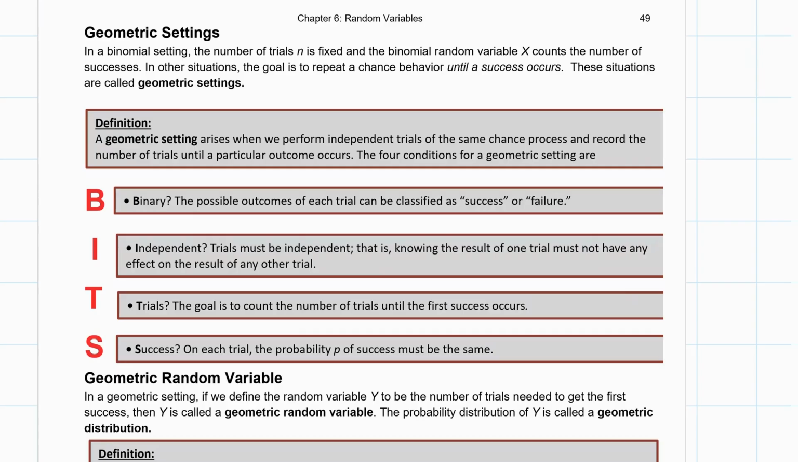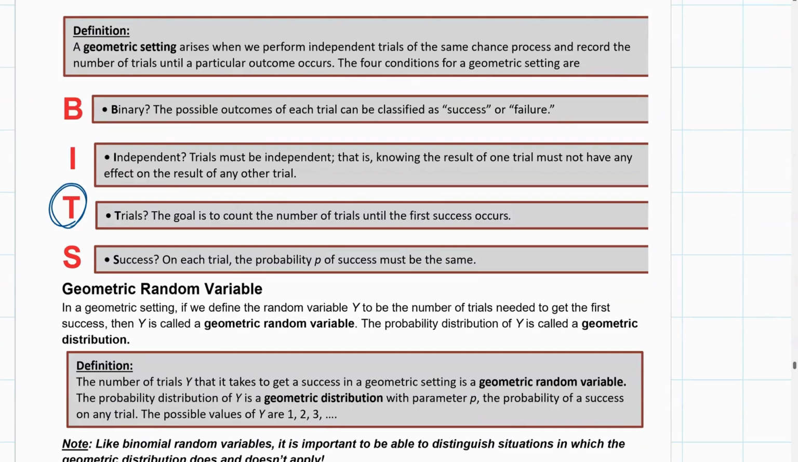We talked in an earlier lecture about the binomial setting, which involved binary, independent, a set number of trials, and the probability of success being the same on every trial. In this lecture, we'll talk about the geometric distribution, the geometric setting, which looks identical except for one thing. In binomial, it's an n for a set number of trials. In the geometric setting, we try until we get our first success. And if we count the number of trials until we get the first success, we'll have a geometric random variable.